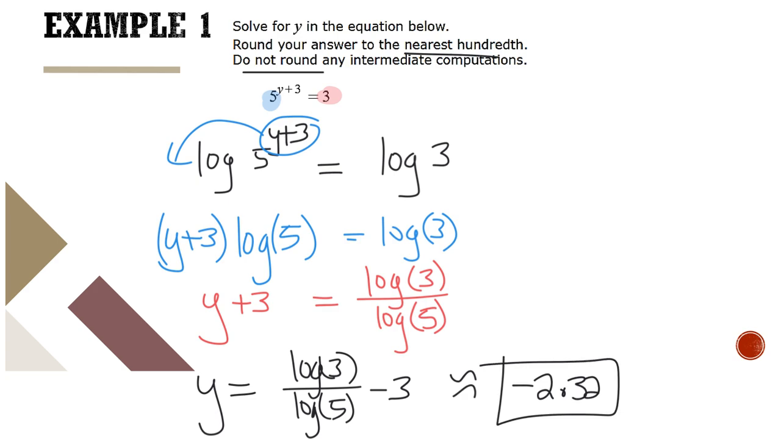By the way, do not round any computations or intermediate computations. That means just leave it as log 3 and log 5 as we walk through this whole thing. And at the very end, we type it all in as one thing.